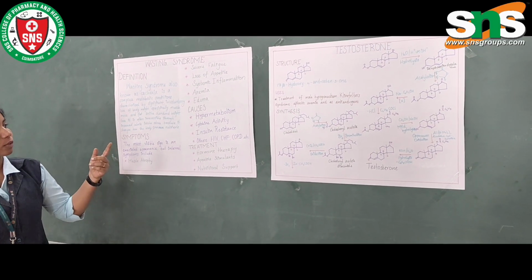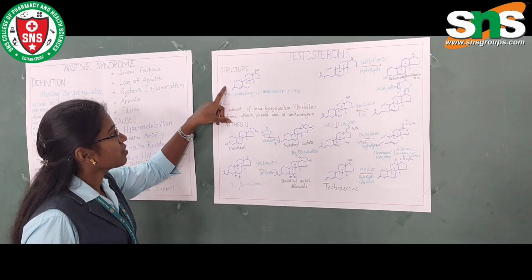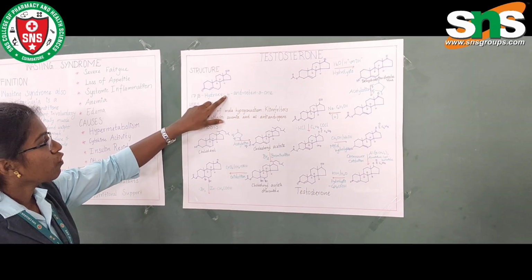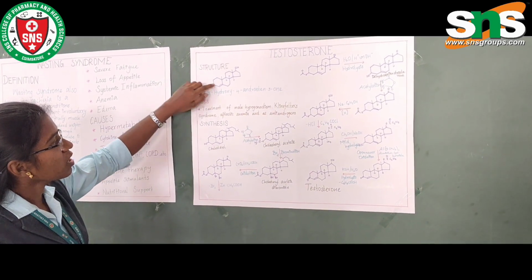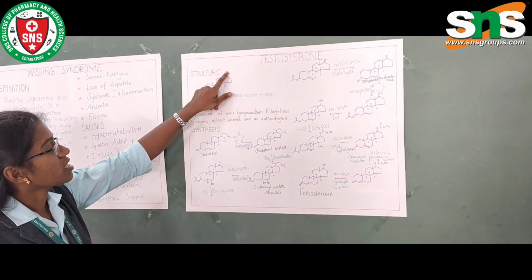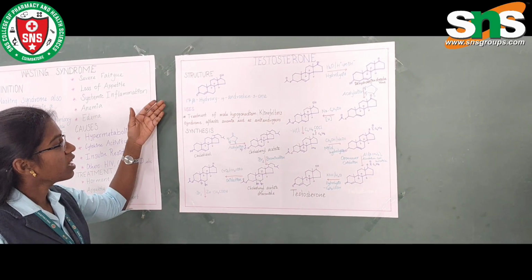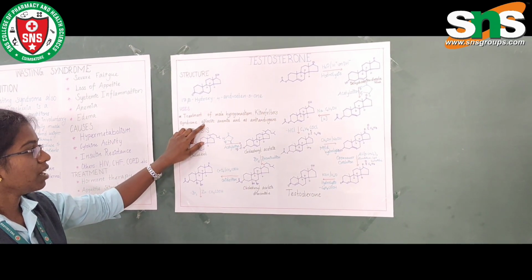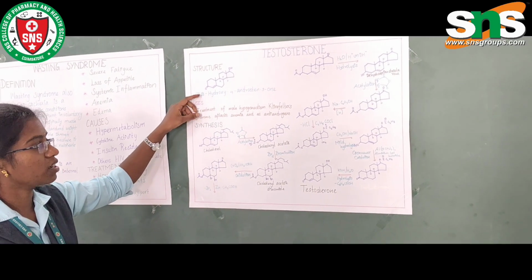Yamana, will you explain the structure and synthesis of testosterone? This is the structure of testosterone. It is also called 17 beta hydroxy 4 androsten 3 one, because in the third position a double bond O is present, so it is 3 one, and 4 androsten means a double bond is present at the 4 position. Uses of testosterone are treatment of male hypogonadism, Klinefelter syndrome, aplastic anemia, and as an alternative to anti-androgens.